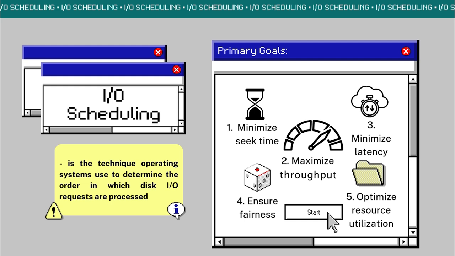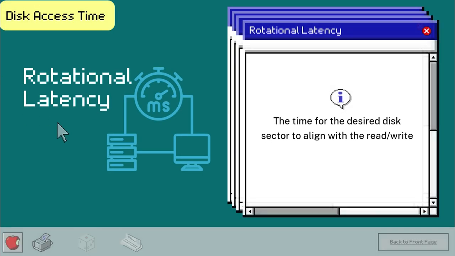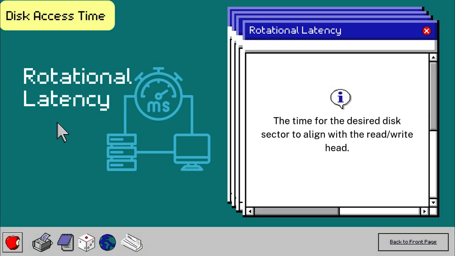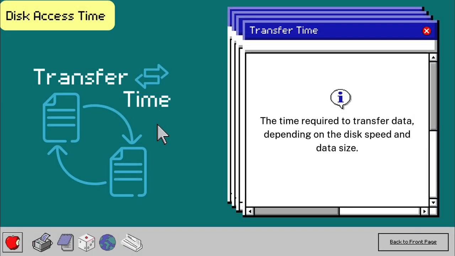Let's explore key terms before proceeding deeper into specific algorithms. First is the seek time. It is the time taken for the disk arm to reach the desired track. Next is the rotational latency, the time for the desired disk sector to align with the read-write head. Transfer time, the time required to transfer data, depending on the disk speed and data size.